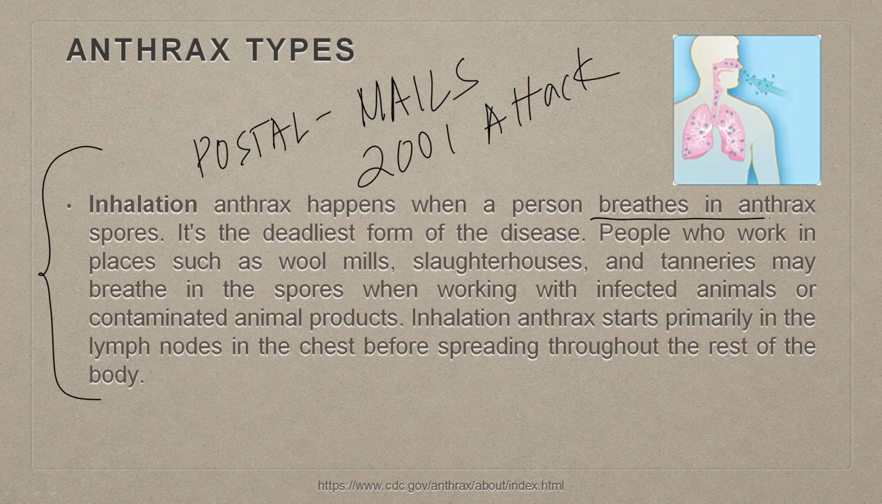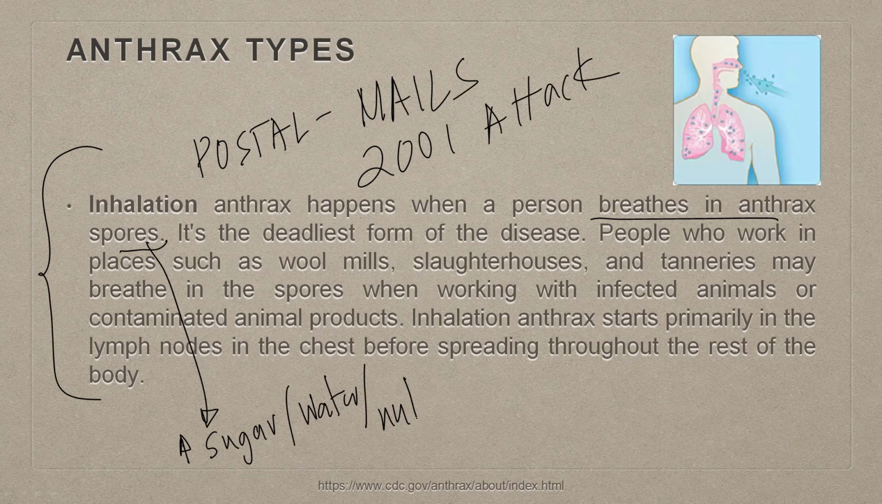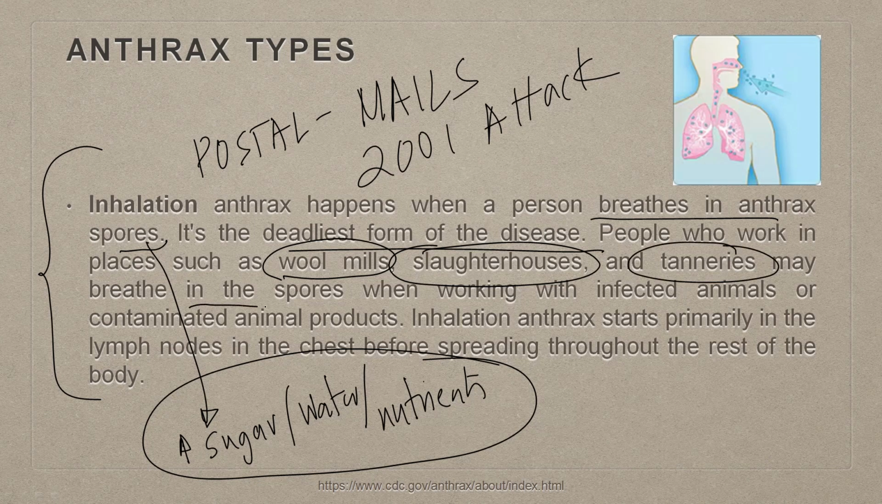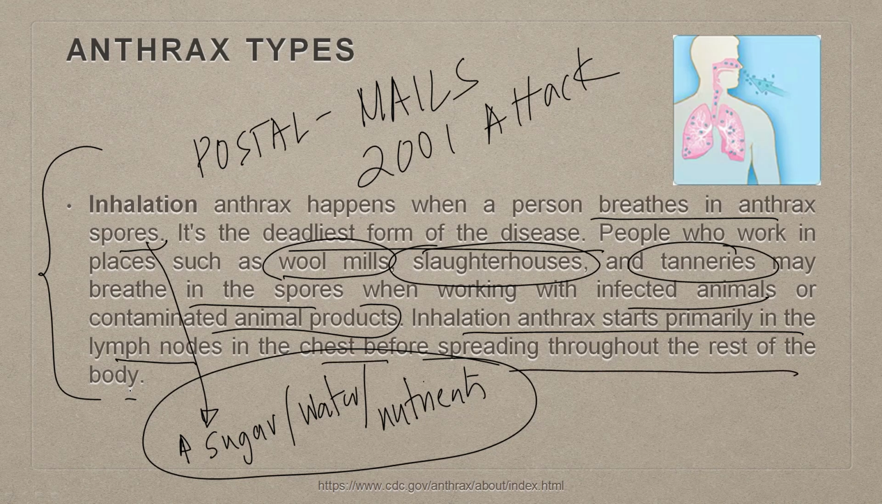It happens when a person breathes in anthrax spores. They enter inside your body, and that is where you have sugar, water, and all other needed nutrients for the microbe to flourish. It is the deadliest form of the disease. People who work in places such as wool mills, slaughterhouses, and tanneries may breathe in spores when working with infected animals or contaminated animal products. Inhalation anthrax starts primarily in the lymph nodes in the chest before spreading throughout the rest of the body.